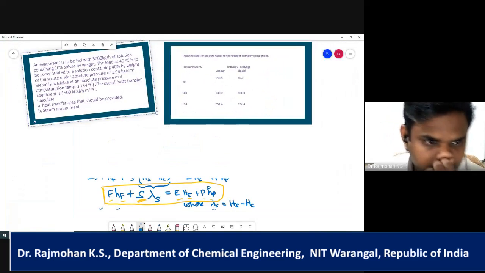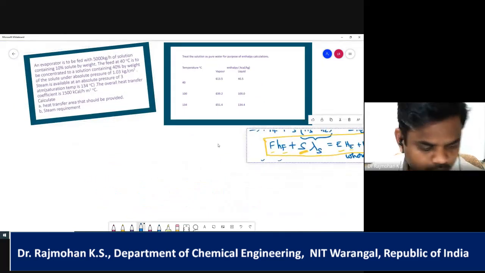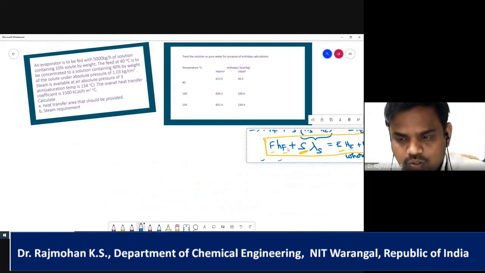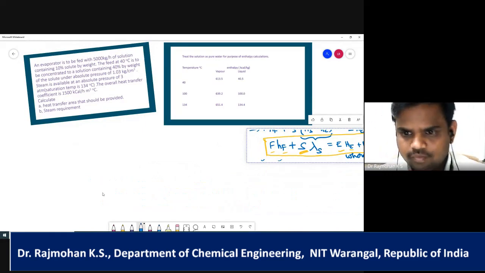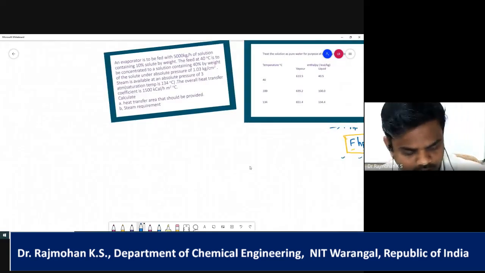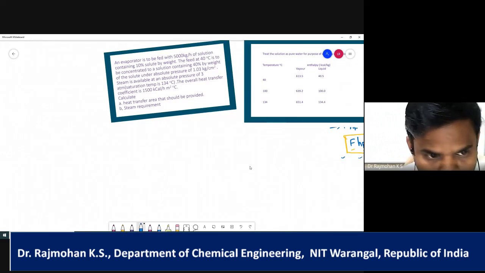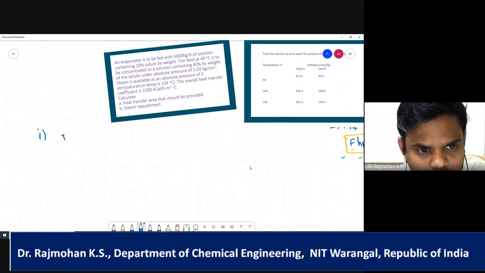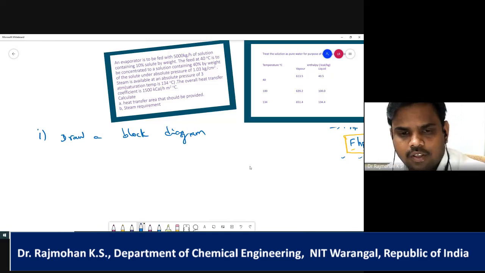So these are the data given in the question. So you can start solving this problem. Okay, so how to start solving? So what you should do? You should draw a diagram first, right? So draw a diagram and note on this thing. First step is draw a block diagram and label the given values.